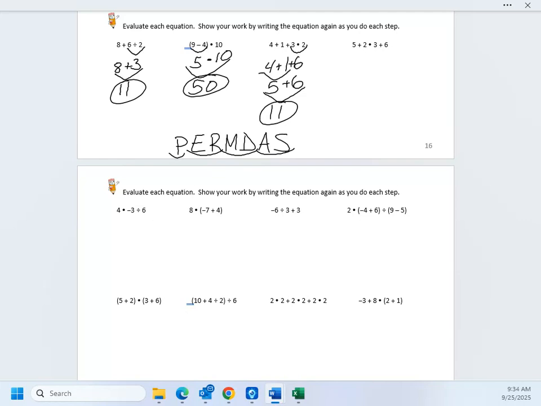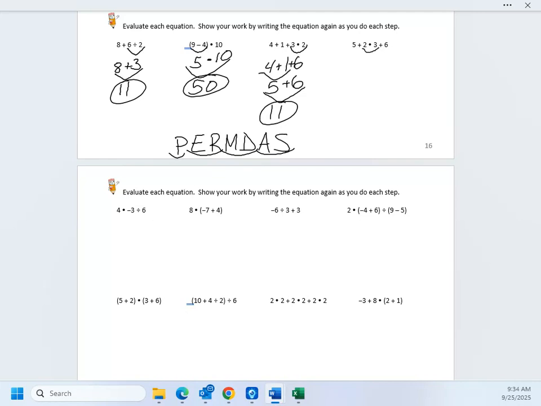Last one, 5 plus 2 times 3 plus 6. What do I do first? I'm gonna randomly call on people. So everybody should know what I should do first, because I'm just gonna pick somebody. This time I am going to pick Gigi Gallagher. What should I do first? Say it louder for me.